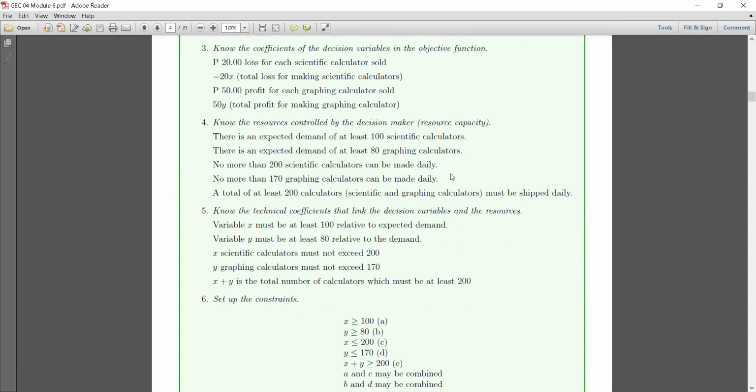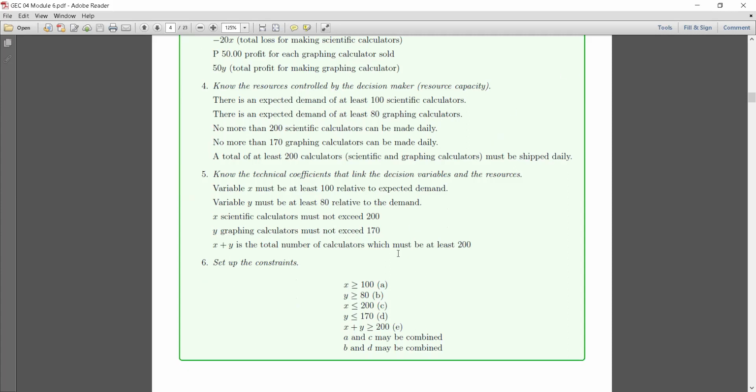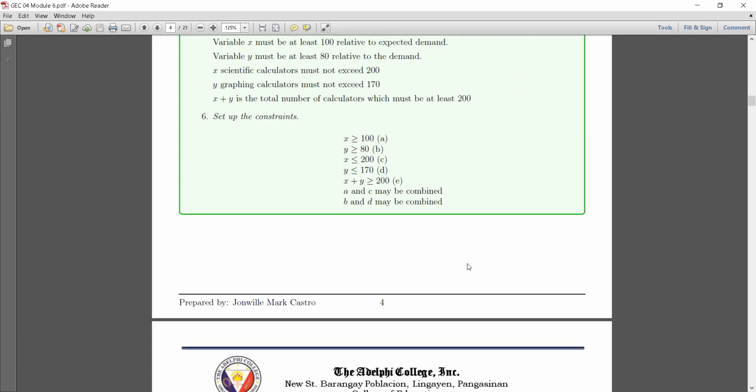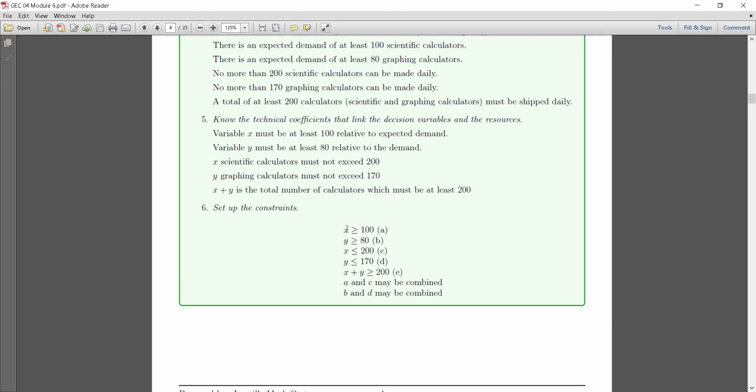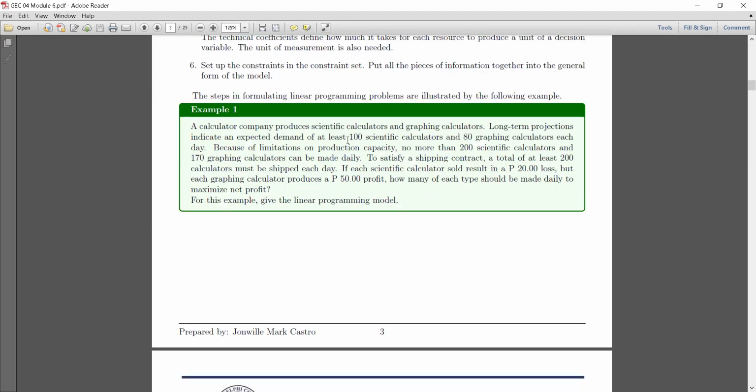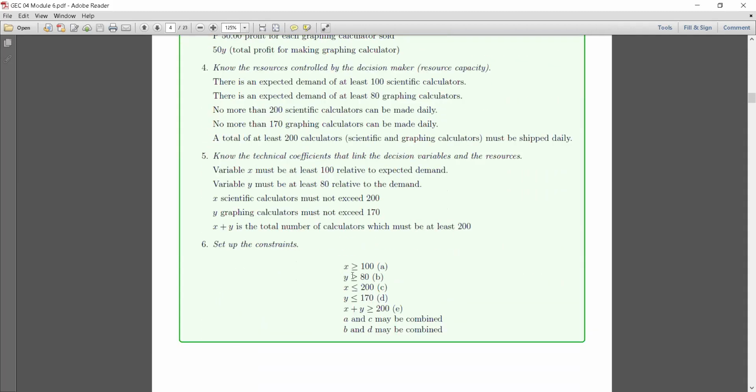Okay? So, kapag alam na natin yun, i-translate lang natin siya into equations para ma-set up natin yung constraints natin. So far, yung constraints natin dito, yung scientific calculators, yung X ay at least 100 yung demand. Tapos, at least 80 yung kay graphing calculators. Tapos, hindi ka pwedeng lumampas sa 200 na scientific calculators. Hindi ka pwedeng lumampas ng 170 na graphing calculators. And kapag kinombine mo sila, dapat at least 200 yung may ship daily. So, at least, ibig sabihin, 100 pataas to. Ito, 80 pataas, 200 pataas.